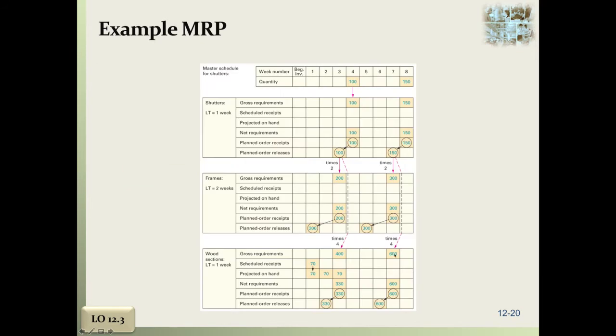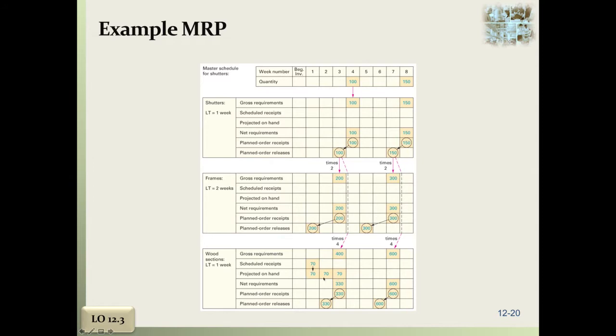So in this section, I'm going to take my 100 up here for my planned order release. I'm going to multiply that by 4 because I need 4 of them. And so I'm going to need 400 wood sections on week 3. Just like I need 200 frames then, I also need 400 wood sections. But in this case, I've got 70 on hand. So I had 70 coming in week 1, so I have 70 on hand.